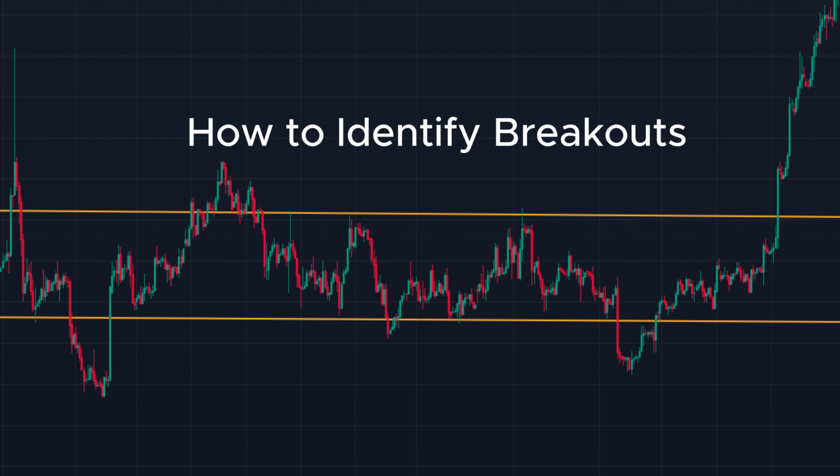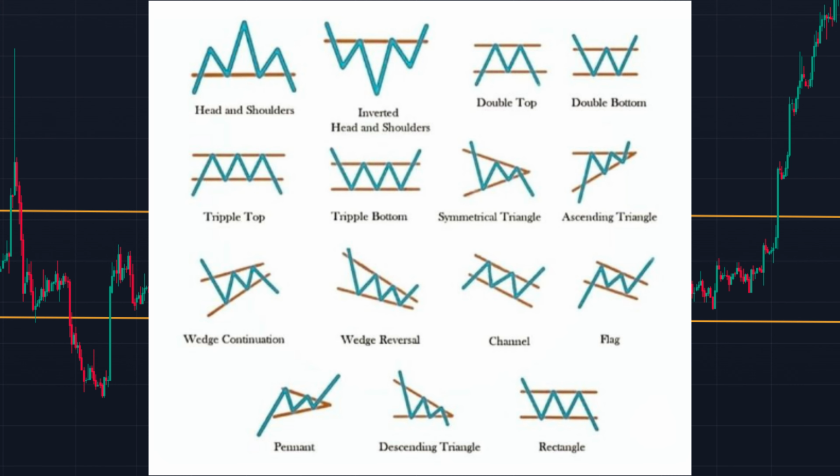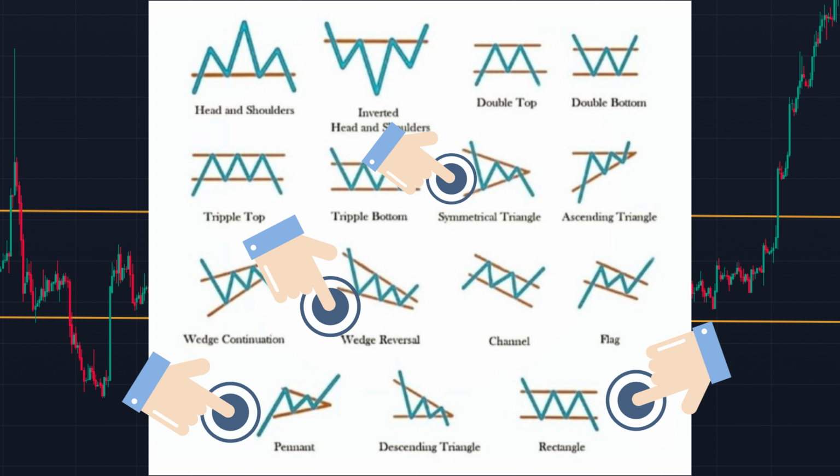How to identify potential breakouts. Now, how do we identify setups where the market is likely to break out? One effective method is to look for breakout patterns. Many of you are probably familiar with patterns like rectangles, pennants, wedges, and triangles.